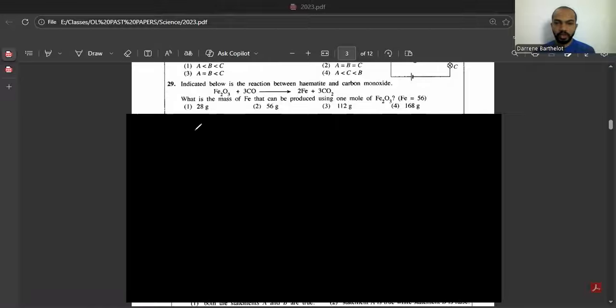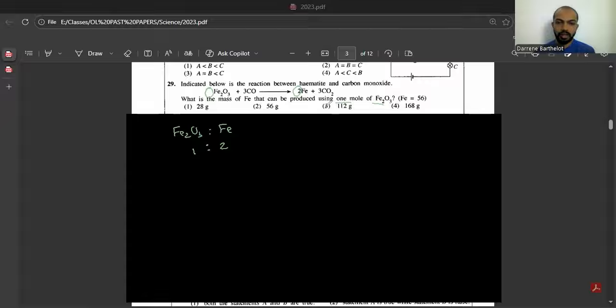Indicated below is a reaction between hematite and carbon monoxide. They ask you what is the mass of iron that can be produced using 1 mole of Fe2O3. Okay, so if you consider this equation, they are asking iron and they have given Fe2O3, right? So consider the ratio between these two. In the equation, you have 1 Fe2O3 will form 2 Fe. Yeah, consider the number in front of it.